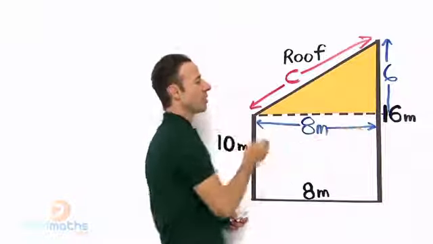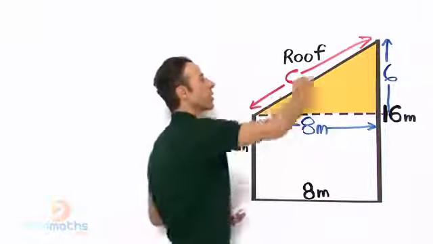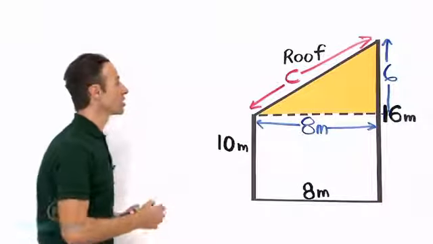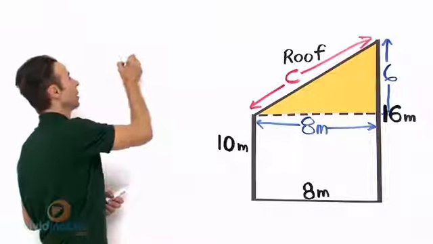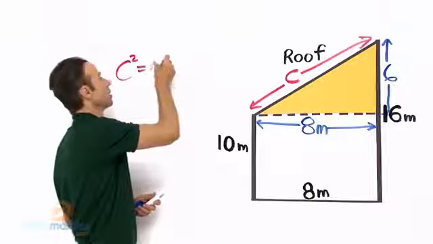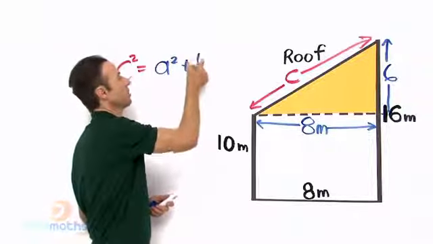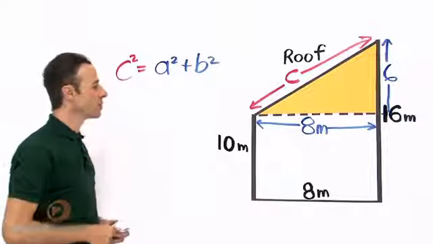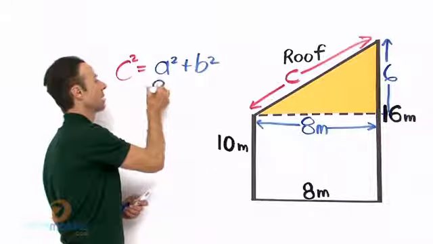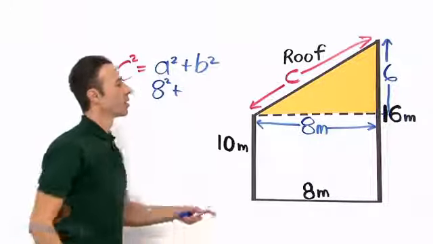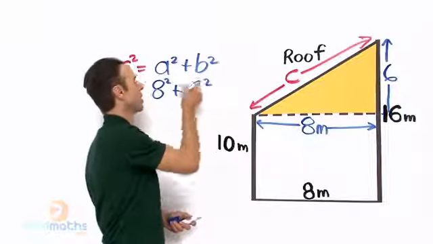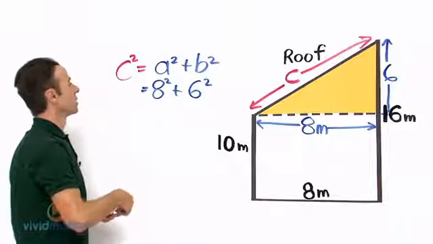We have 6 here, 8 there. It's a right angle triangle. We're looking for the hypotenuse, which is the roof, and that's C. So let's put it into the equation now. So let's start off with the C squared. Now we know that C squared equals A squared plus B squared. Let's substitute the values. We have our A, we'll call that 8 meters. So that's going to be 8 squared plus the height here, just the yellow part, that's just 6. So that's 6 squared, and that equals C squared.